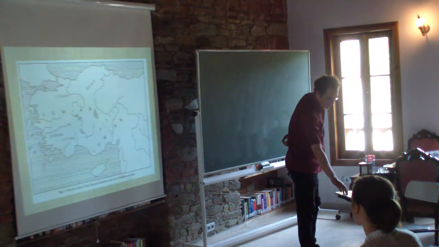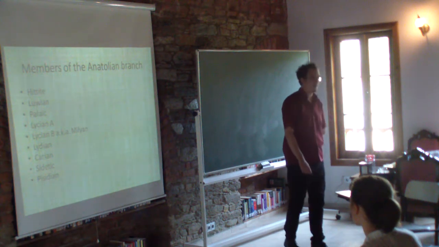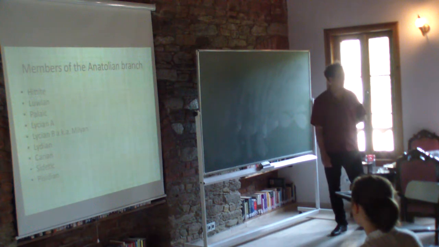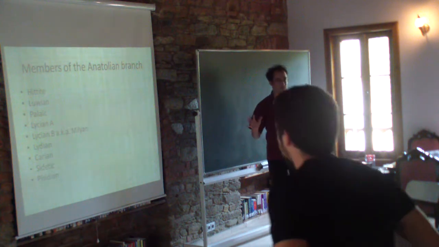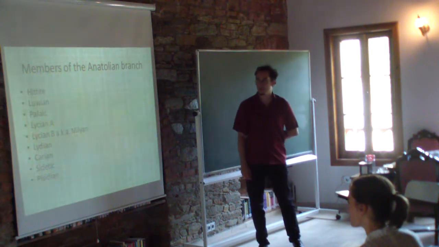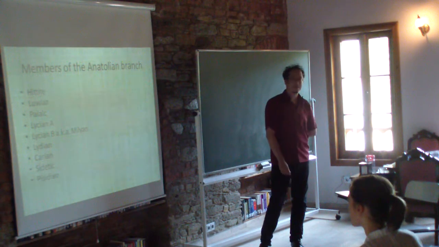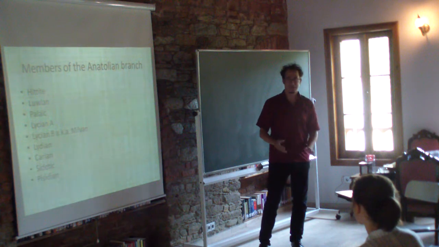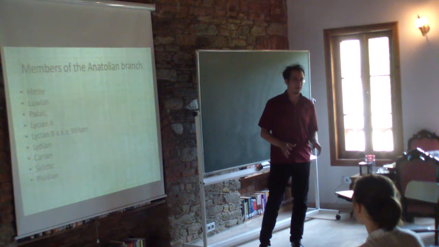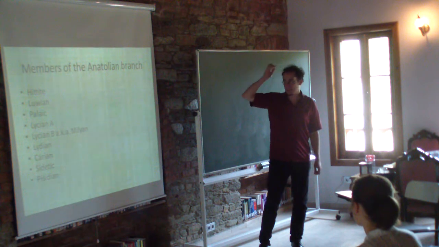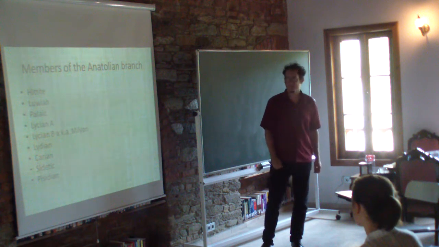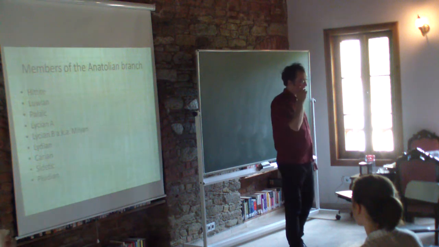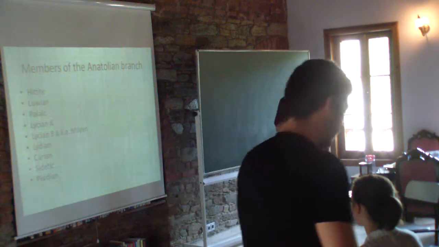Maybe I should start with members, and then after that the dating. So we have the Anatolian branch with the following members: Hittite, Luwian, which has some varieties, Palaic, then Lycian, what we call Lycian A, because there's a Lycian B too. They are two quite closely related varieties, and we'll talk about it later. But some scholars call Lycian B Milyan, which is probably a misnomer. Then we have Lydian, Carian, Pisidian, and Sidetic.